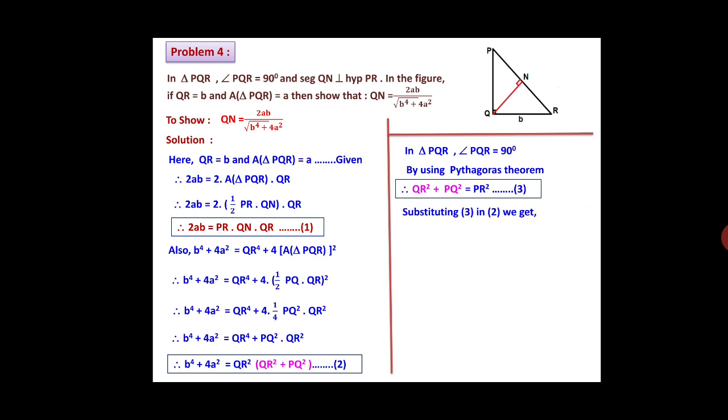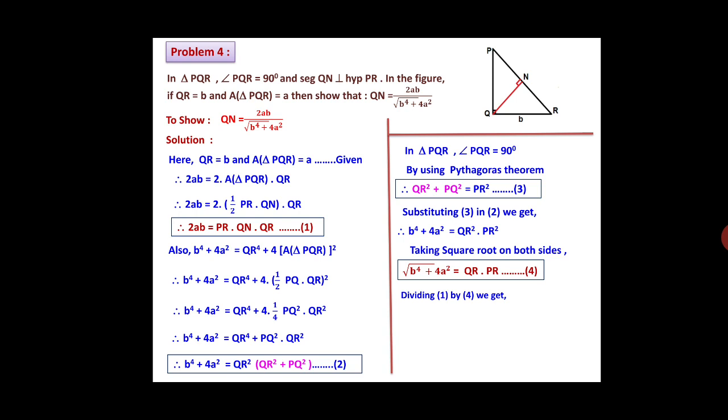Now we have to substitute equation 3 in 2 and we will get B fourth plus 4A square is equal to QR square into PR square. So taking square root on both sides, what you are getting, under root of B fourth plus 4A square is equal to QR into PR.